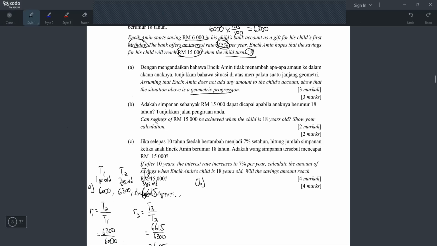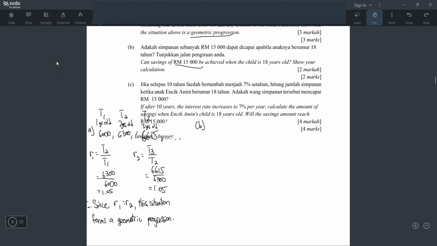Okay, B says what? Can savings of 15,000 be achieved when the child is 18 years old? Show your calculation. A lot of students will do S18, which is wrong, by the way. Let me explain. Your progression now is 6,000, 6,300, 6,615. So you already know your first term A is 6,000 and your R is 1.05, right? So they are asking whether the savings can reach 15,000 when he's 18 years old. So 6,000 is when he's 1 year old, 6,300 when 2 years old, 6,615, which is T3, is 3 years old. So to get 18 years old, I just have to find T18, right?